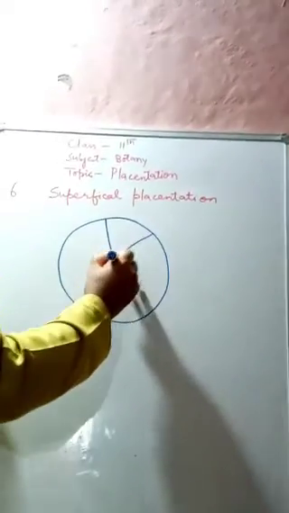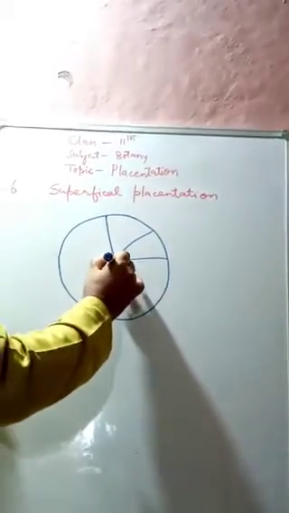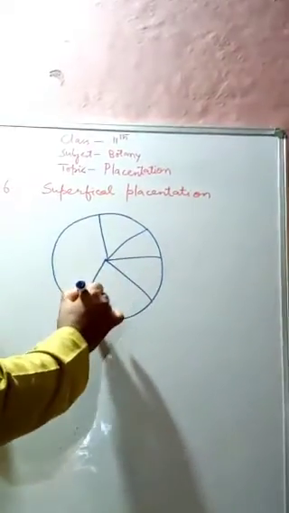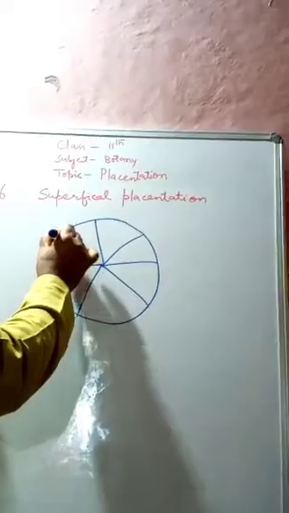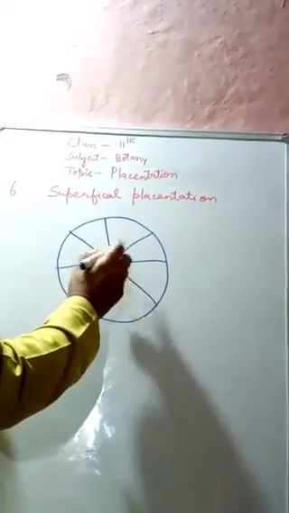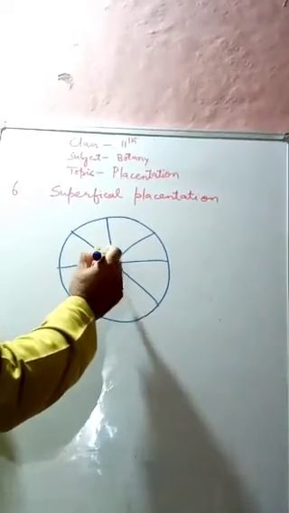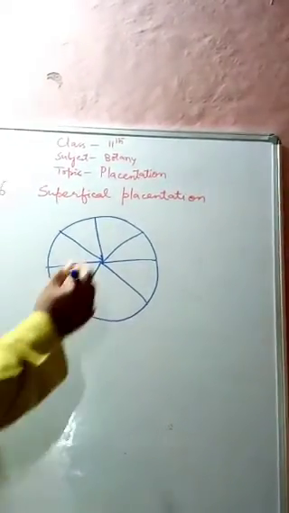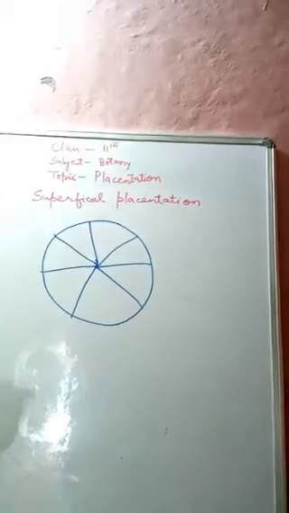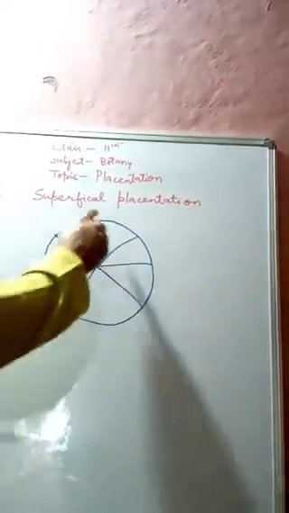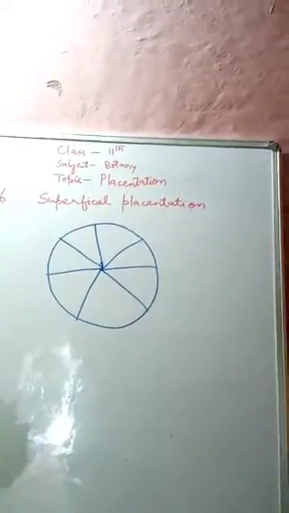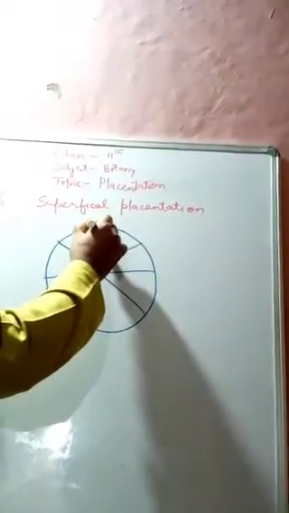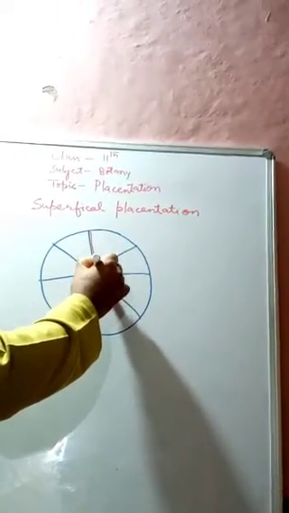This is one locule, one chamber. This is second, third, fourth, fifth. This is, sorry, sixth and seventh. So this is polylocular, or we can say it is hexalocular. Now each chamber, if we see, like this, it is the placenta.